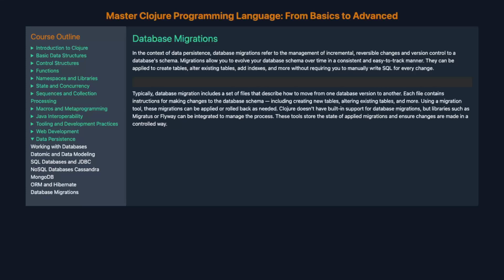Using a migration tool, these migrations can be applied or rolled back as needed. Clojure doesn't have built-in support for database migrations, but libraries such as Migratus or Flyway can be integrated to manage the process. These tools store the state of applied migrations, and ensure changes are made in a controlled way.